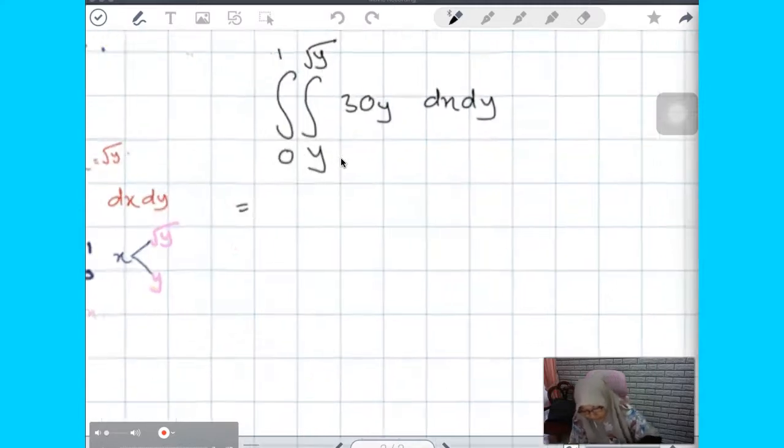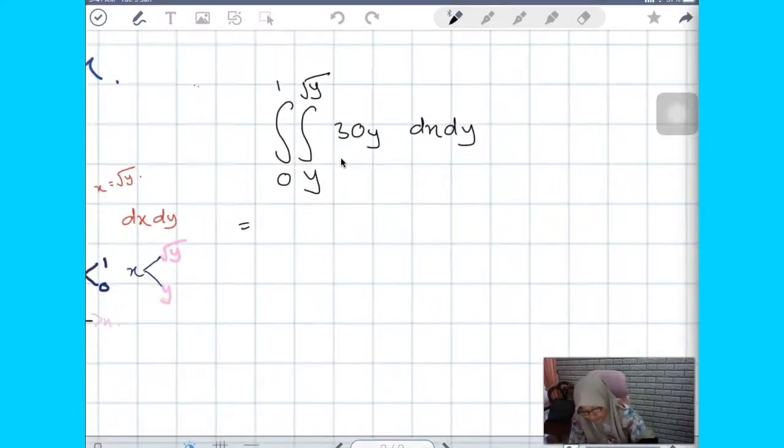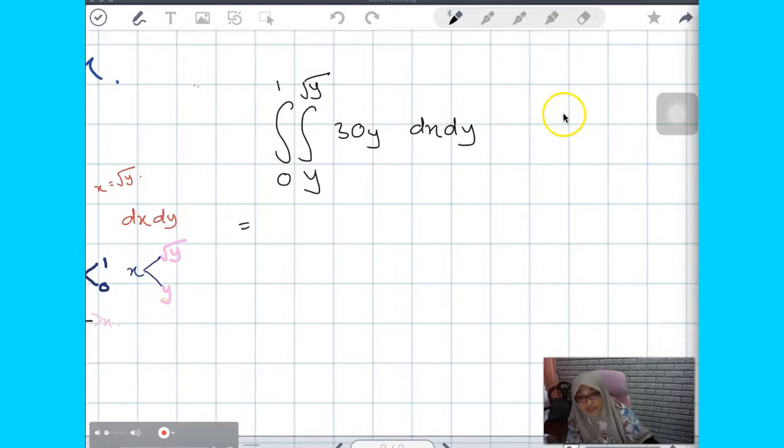Now to evaluate this, you have a simple expression. It can be easily integrated with respect to x first, or with respect to y first. From the original question, we integrated first with respect to y, and the final solution we got was 2. So now we are expecting that the final solution is also 2.